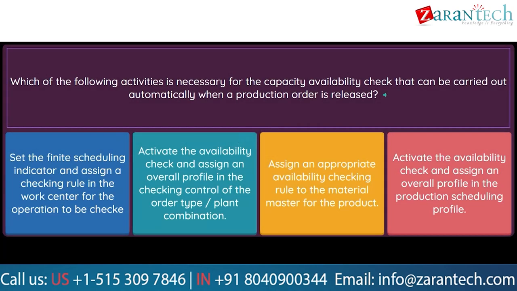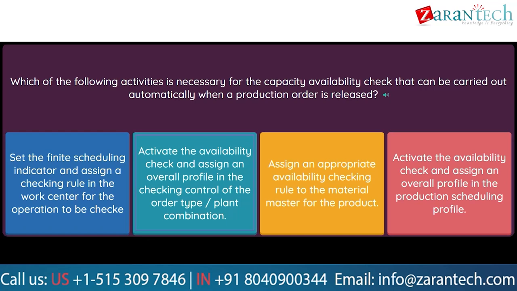Question, which of the following activities is necessary for the capacity availability check that can be carried out automatically when a production order is released? Option 1, set the finite scheduling indicator and assign a checking rule in the work center for the operation to be checked. Option 2, activate the availability check and assign an overall profile in the checking control of the order type / plant combination.